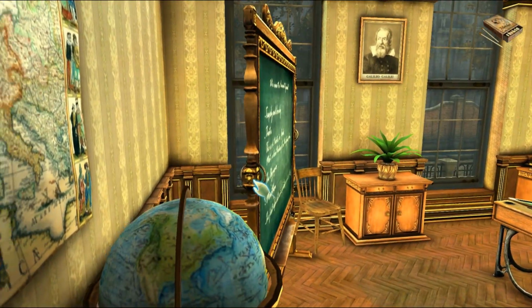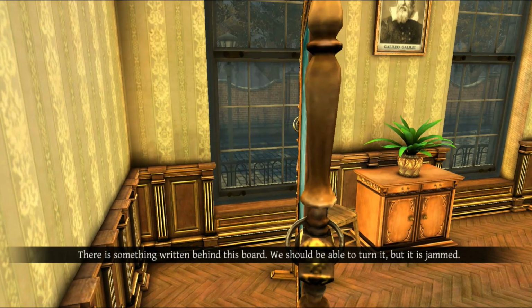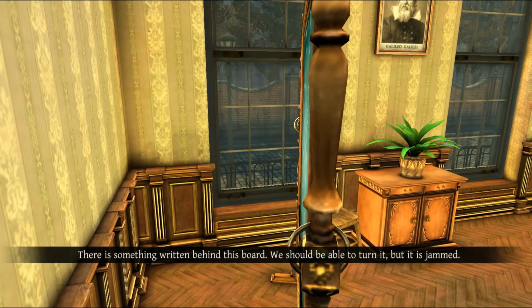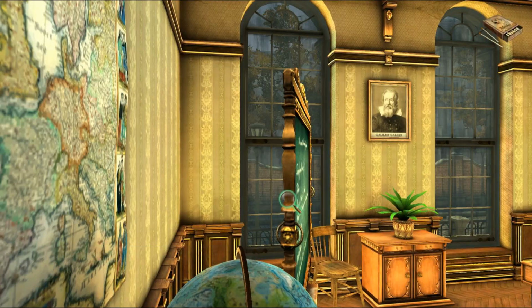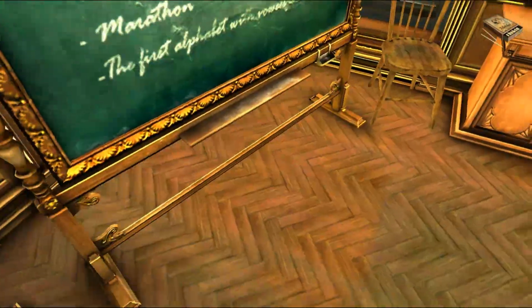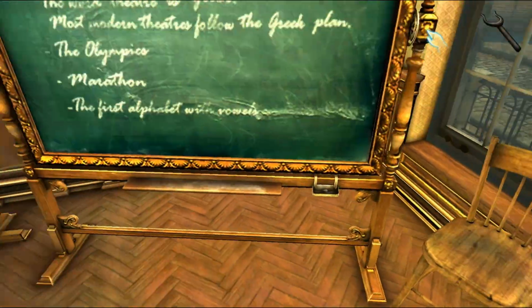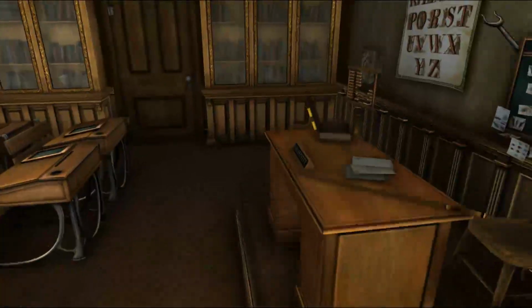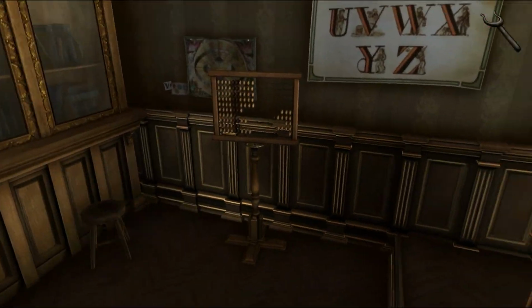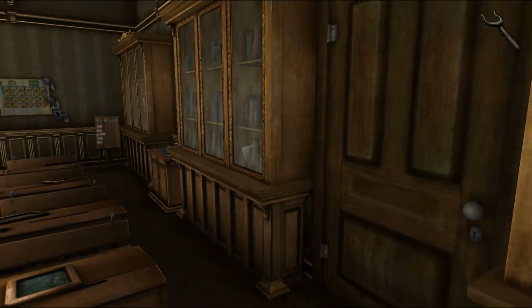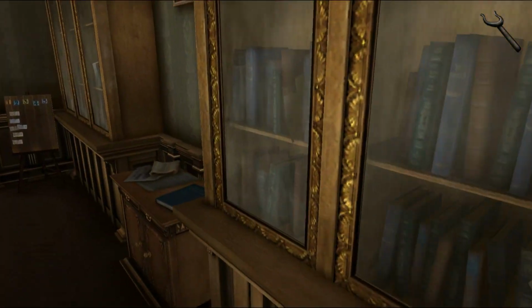Hello. There's something written behind this board. We should be able to turn it, but it's jammed. Can I not physically move it? This screw. Right, so that just makes me think there's something else that I need to move. Because I need to examine another Greek letter somewhere.